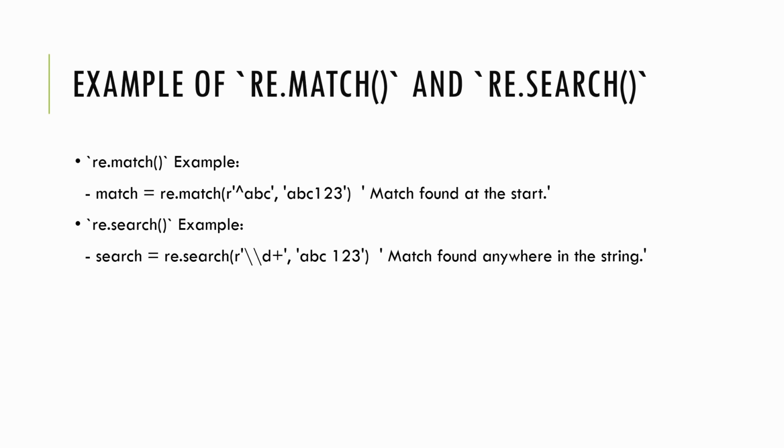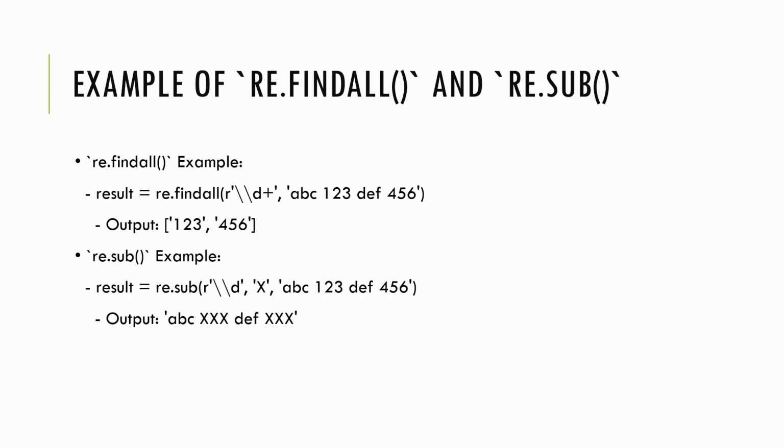Here are examples of how match and search work. re.match looks for the pattern only at the start of the string, whereas re.search searches the entire string for the first match. For example, re.match('abc'. Next, let's look at re.findall and re.sub. re.findall returns all occurrences of the pattern, while re.sub replaces the matched pattern with a specified string.